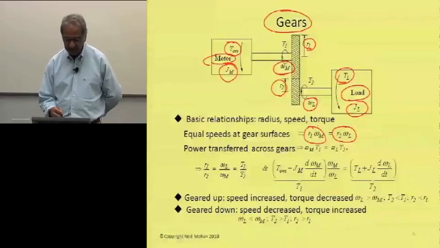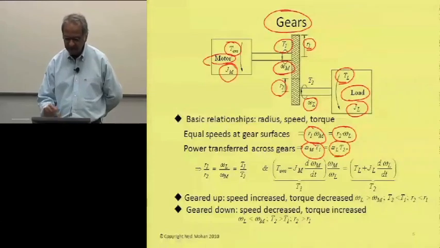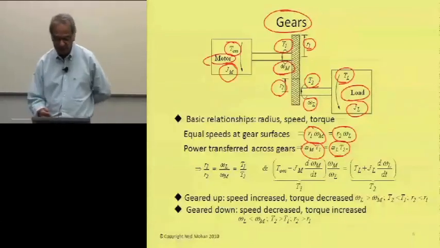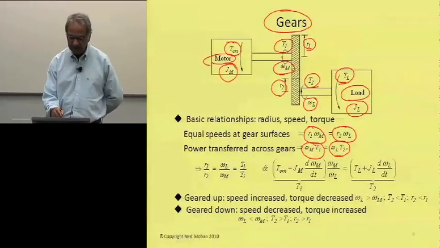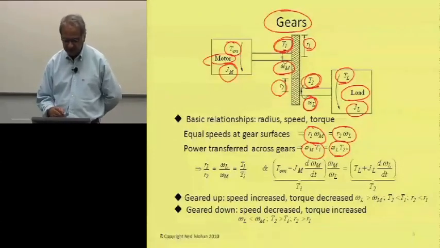You can see that the power transferred across the gears is coming from the motor end. It's omega m times T1, this torque here, and omega L times T2 is being transferred to the load. So T2 is this torque here. If we assume an ideal gear, no loss, then omega m, the speed here, times this torque has to equal omega L times this torque, T2.